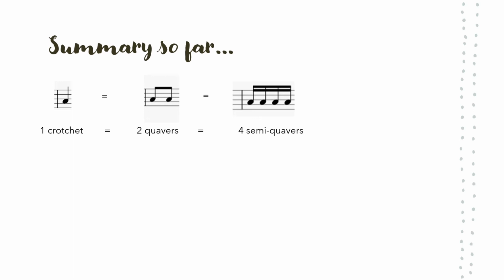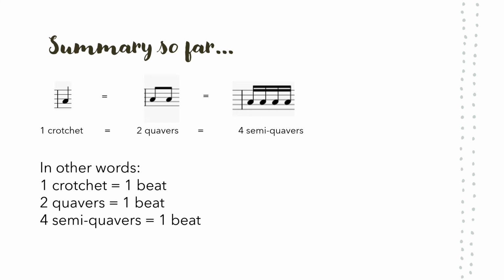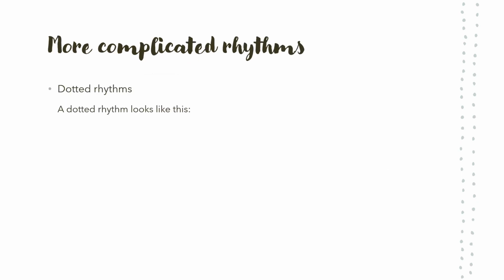A summary: 1 crotchet equals 2 quavers, and a quaver is the same as 4 semiquavers. So in other words, 1 crotchet is 1 beat, 2 quavers is 1 beat, and 4 semiquavers is 1 beat, which is again the subdivision of rhythms. So now we've covered the basics, let's look at some more complicated rhythms.